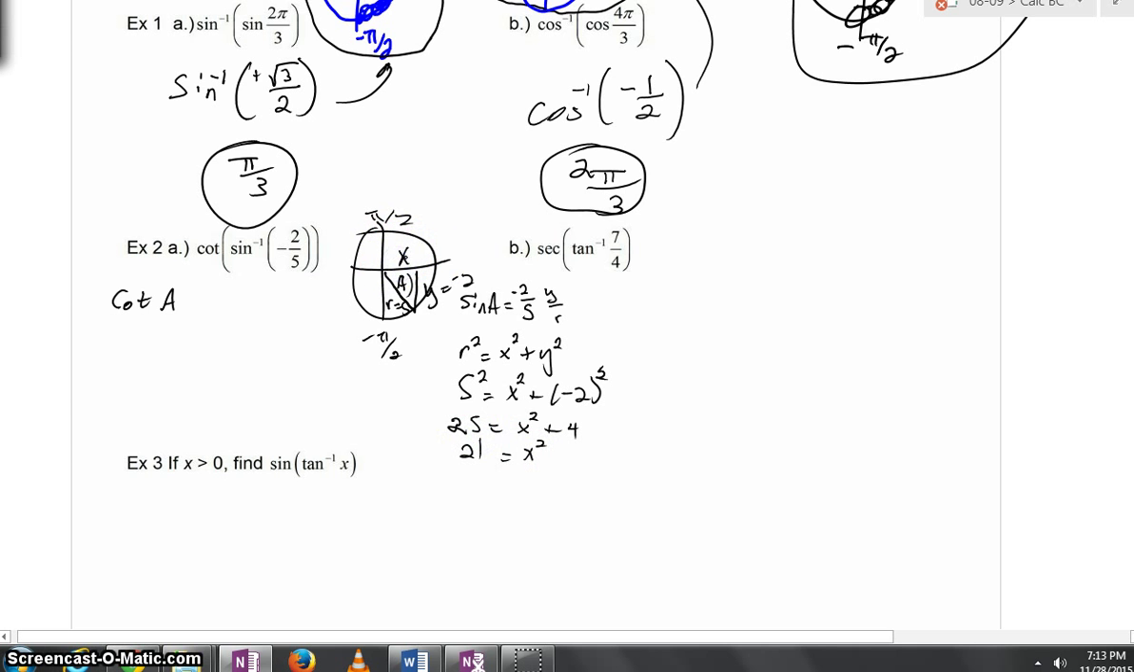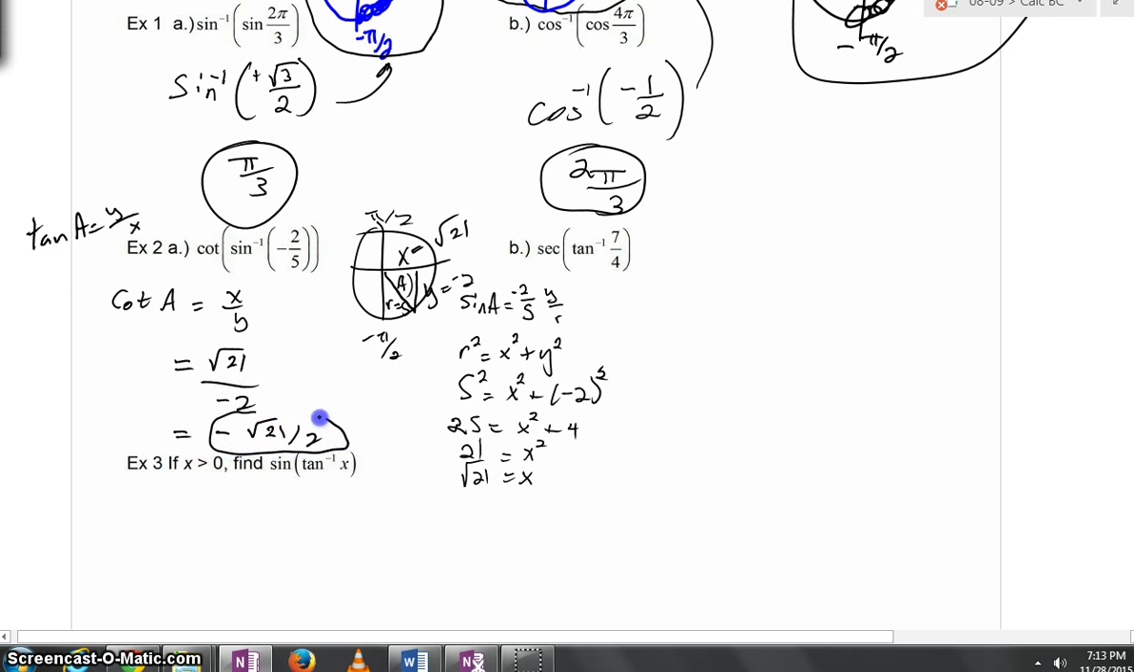You can see in this quadrant here, x is moving to the right. We will just choose a positive radical 21. Now, if the tangent of an angle is the y-coordinate divided by the x-coordinate, cotangent is the reciprocal. It's simply the x-coordinate all over the y, meaning we will be left with radical 21 all over negative 2. And of course, that would leave us pulling that negative out in front, with a negative radical 21 over 2.